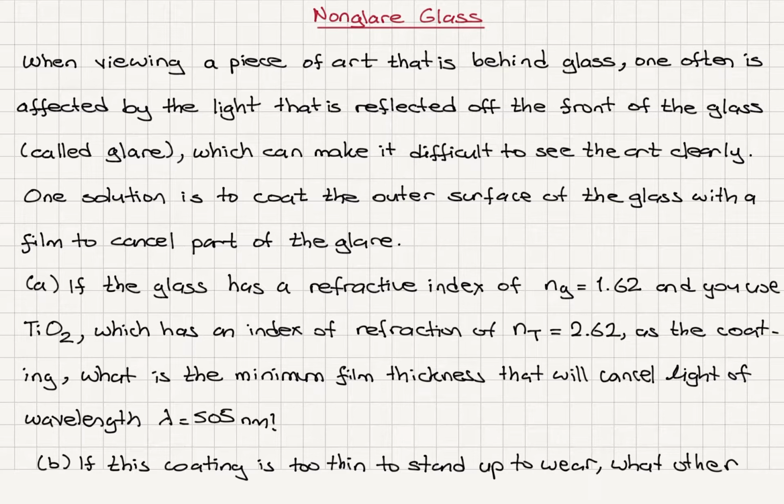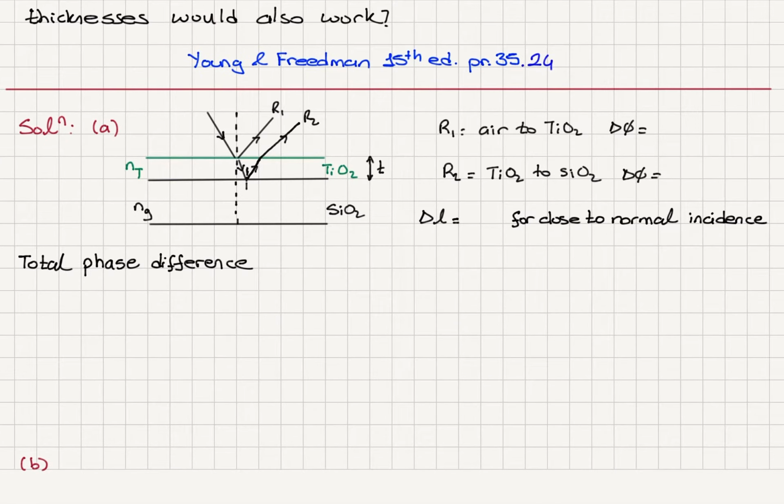Part A, if the glass has a refractive index of n_g = 1.62 and you use titanium oxide, which has an index of refraction of n_t = 2.62, as the coating, what is the minimum film thickness that will cancel light of wavelength lambda = 505 nanometers? And part B, if this coating is too thin to stand up to wear, what other thicknesses would also work?